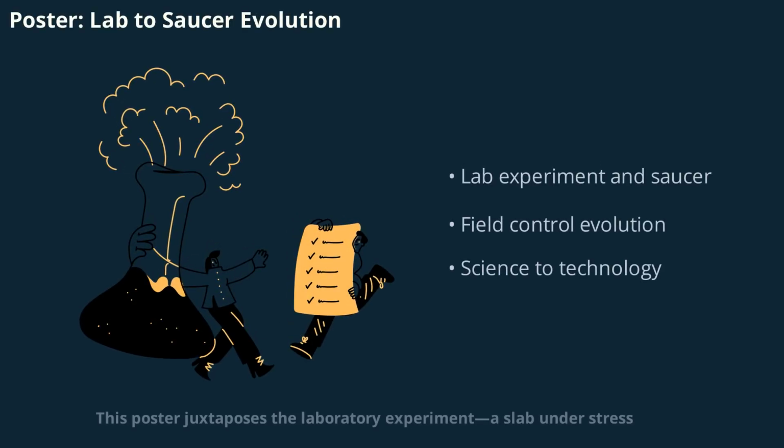This poster juxtaposes the laboratory experiment, a slab under stress, torsion balance, and tiny lateral MCG acceleration, with the saucer in flight, showing sectorized modules and 360-degree field control. The caption reads, "From stress matter modulating vacuum structure, lab scale, to engineered Casimir flow shells, craft scale." It visually connects foundational science to speculative technology.